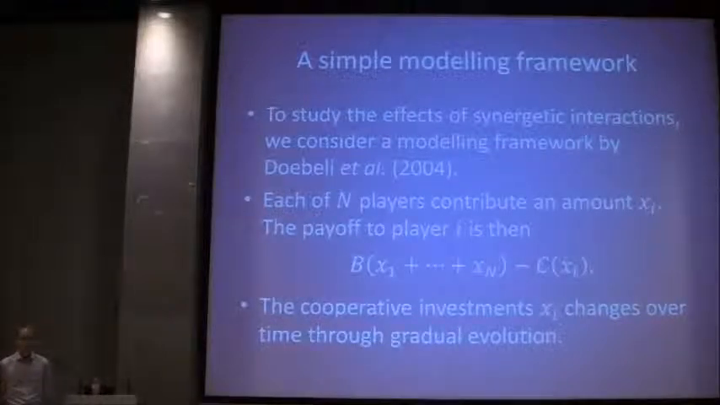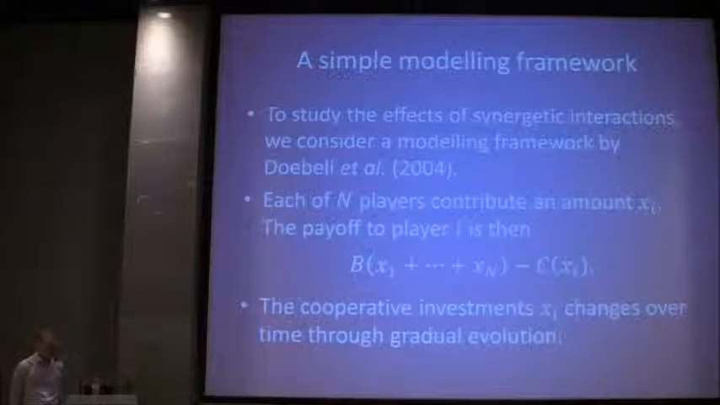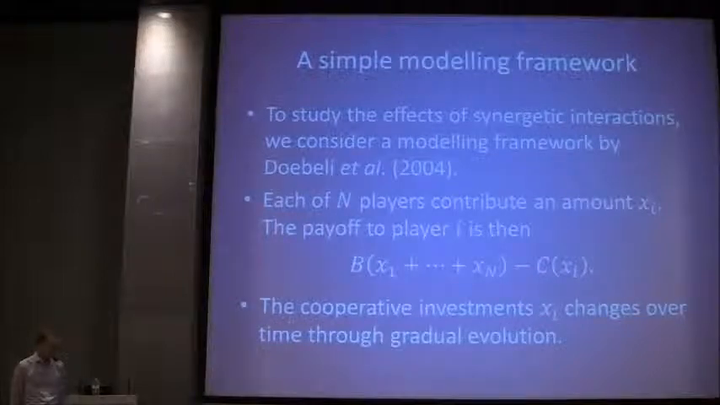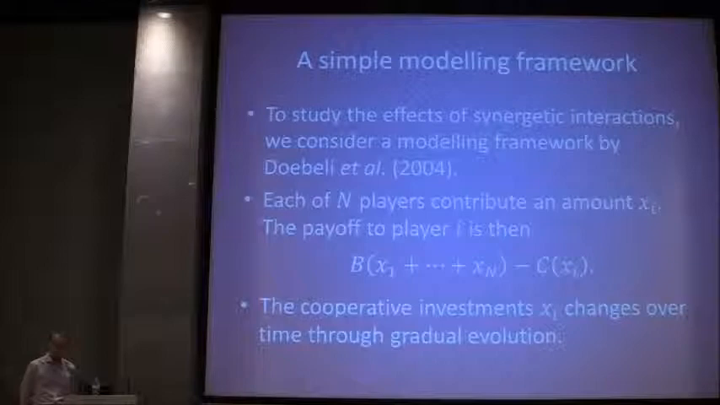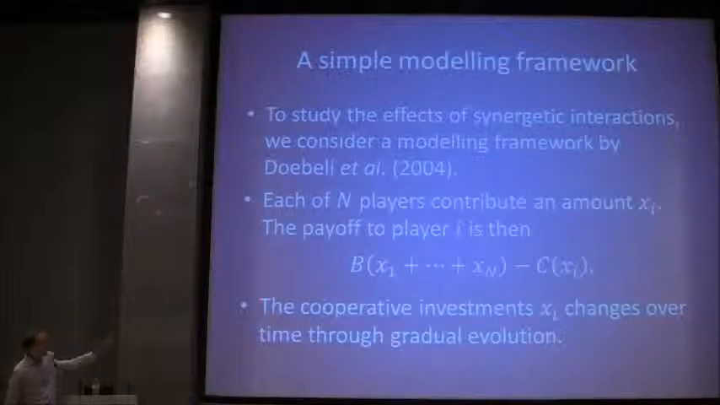Alright, so to study this now mathematically, you can use a framework that was introduced by Michael Doebeli, Christoph Hauert, and Timothy Killingback in 2004. And in this simple framework, we assume that each of n players contributes some amount, xi, and then receives a payoff, which is simply the benefit that one gets from the total investment. So the total investment is summing up all the contributions from x1 to xn. And then we apply this benefit function, which could be an accelerating function, or a decelerating function, or a linear function, or whatever you want. And then we subtract the cost of the player's investment.